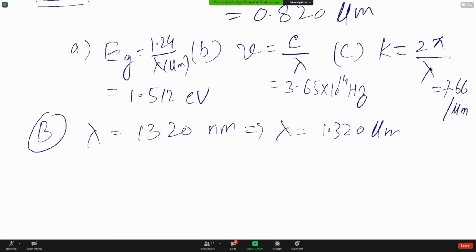He'll not object because you are writing the 10 to the. If you write 7.66 times 10 to the power minus 6 and then you write per micrometer, then it's wrong. But if you write 7.66 times 10 to the power 6 per meter, then he won't cut any marks. Okay.